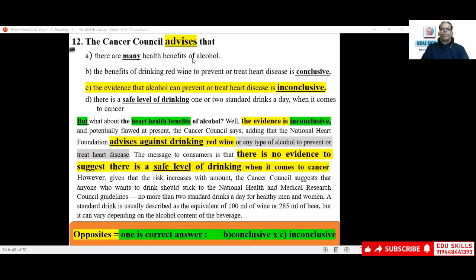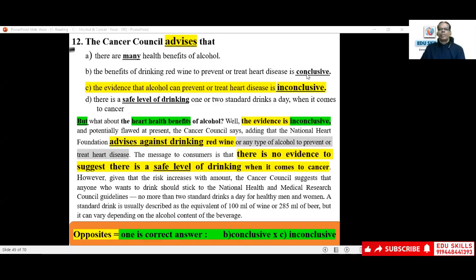Okay, there are many health benefits of alcohol. That is a factual statement, but then the question is asking for advice. It's not a fact, it's an advice. So you have to be able to differentiate between advice and fact. A factual statement can never be the answer because the question is speaking about an advice. And the topic sentence says the benefits are inconclusive.